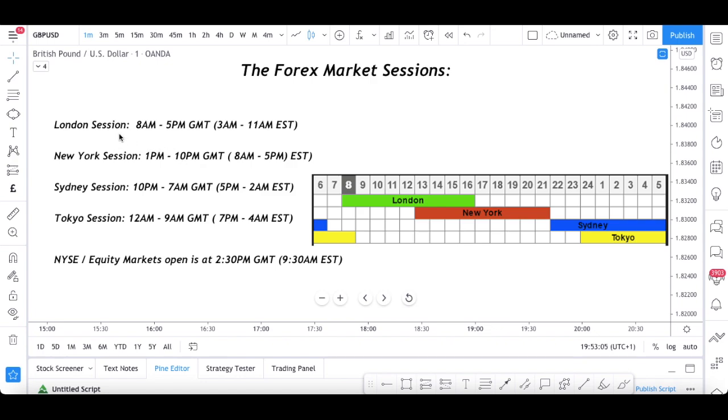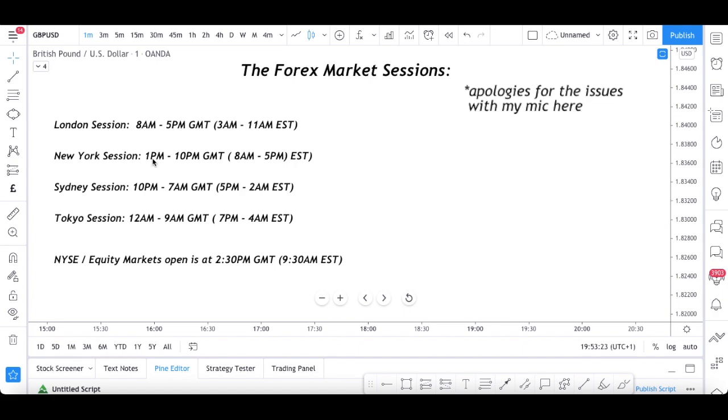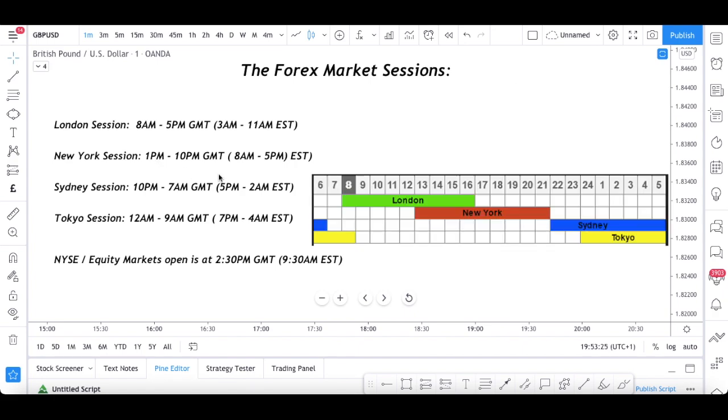So we have the London session opening at 8 a.m. and then closing off at 5 p.m. in Greenwich Mean Time, and in Eastern Standard Time that is starting at 3 a.m. and then ending at 11 a.m. We then have the New York session, which commences at 1 p.m. in British time and finishes at 10 p.m., which is also the daily close. For the daily candles, they'll close at 10 p.m. And in Eastern Standard Time, the New York session starts at 8 a.m. and closes at 5 p.m.